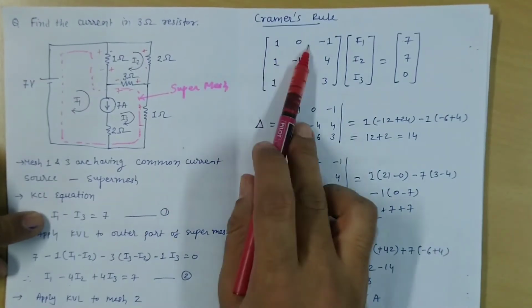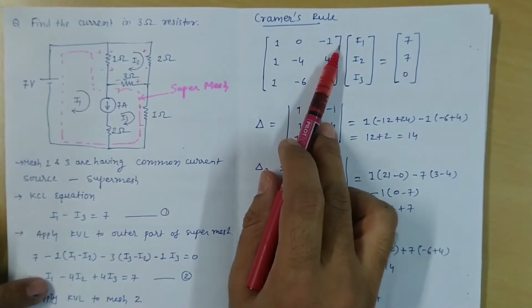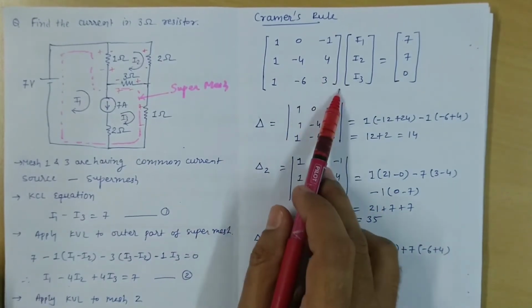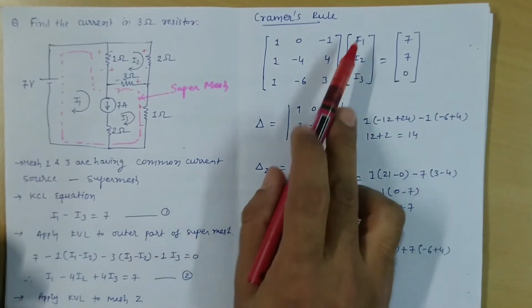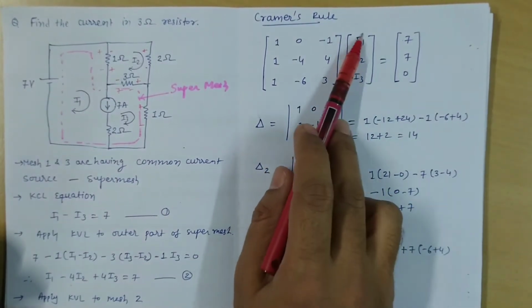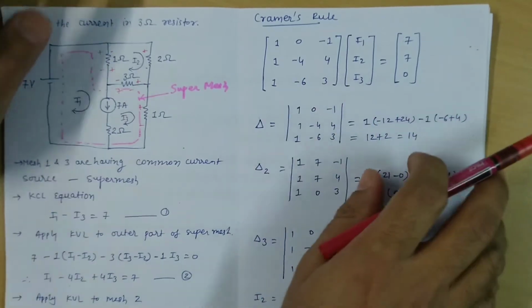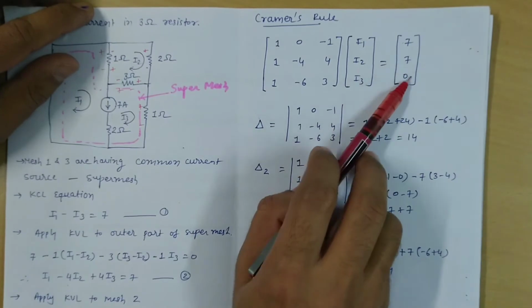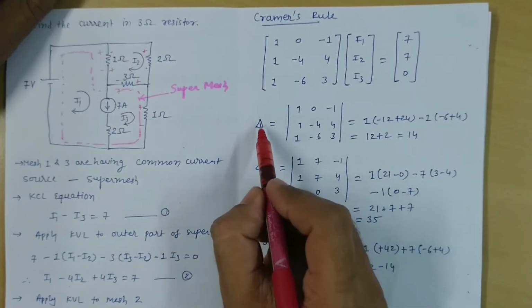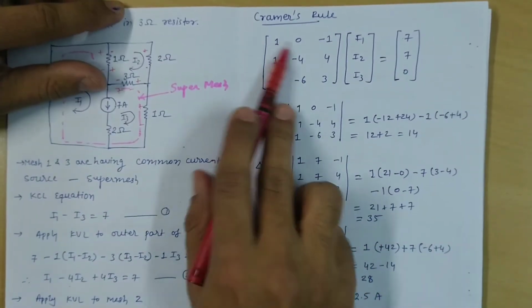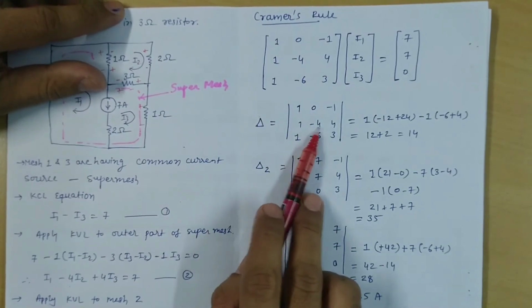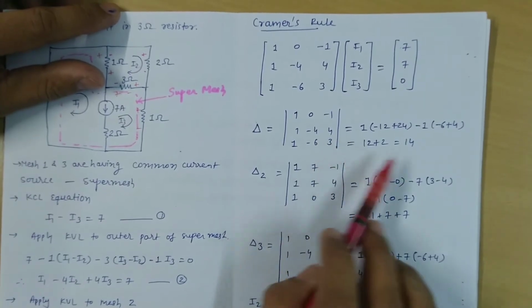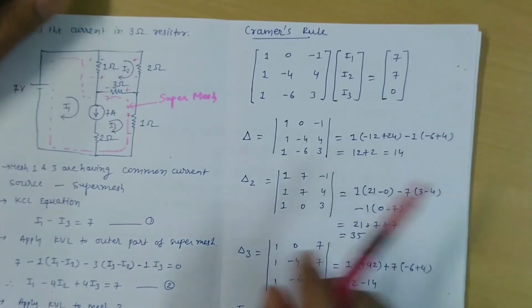So we are getting 1, 0, 1 for equation 1, 1, -4, 4 for equation 2, and 1, -6, 3 for equation 3. Our variables, our unknowns, are I1, I2 and I3. The right side of the equation has 7, 7 and 0, so we will put 7, 7, 0. Now let us calculate delta. Delta is equal to the determinant 1, 0, 1; 1, -4, 4; 1, -6, 3. If we simplify this, we get 14.